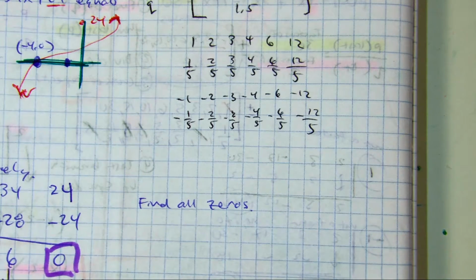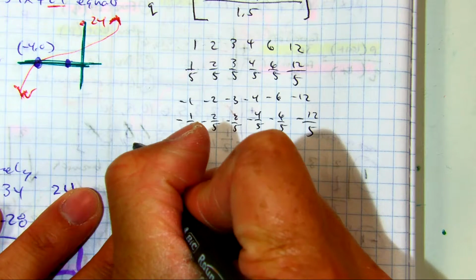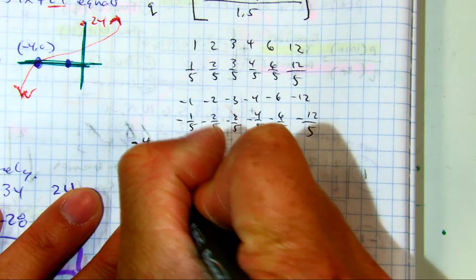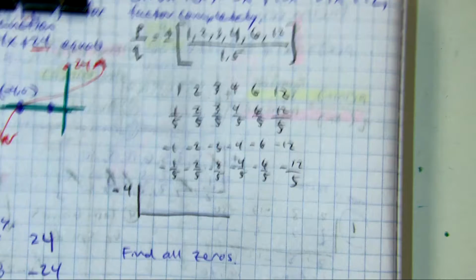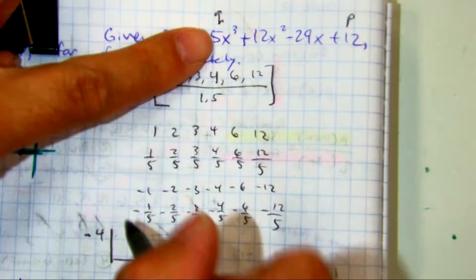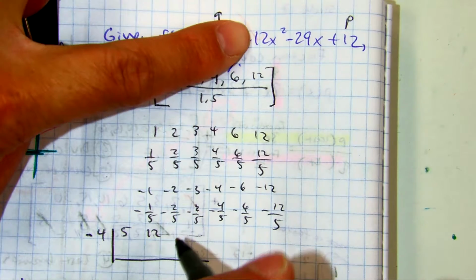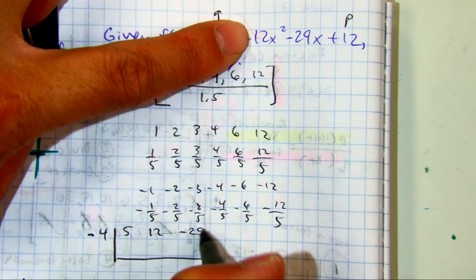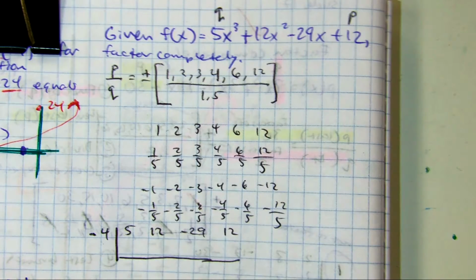Alexis, tell us a number that will work. Negative 4. Alright, Alexis. Show the class that this works. What am I going to write here? 5. Yep. 12. Alright, do it, Alexis.